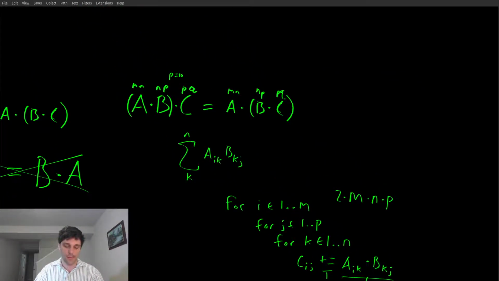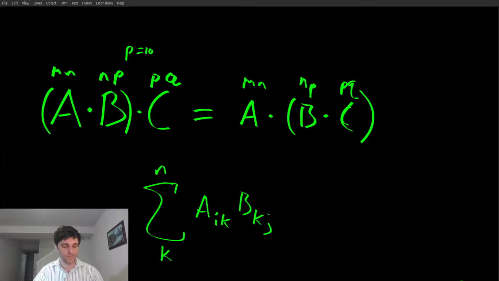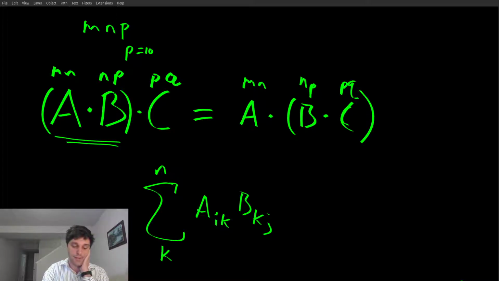And so in this kind of an example, like we were talking about before, say P was small and M and N and Q are big, if you do the left one first, then I have MNP work that I'm going to do, right? And then I have to do later, this is now an M by P matrix, so now I have MPQ work that I'm going to do, right?